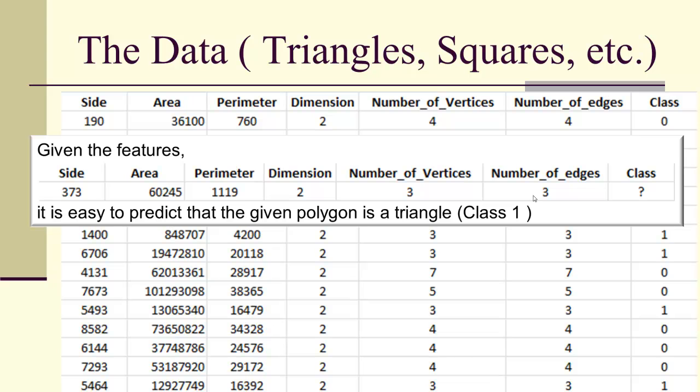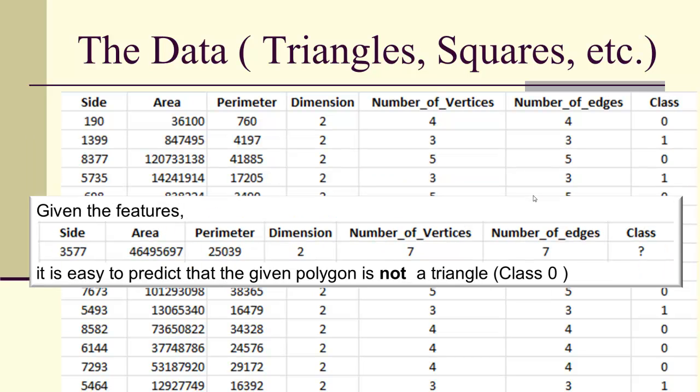So for instance, if we're given this set of features and not told what class it's in, it's pretty easy to see that from the fact that it has 3 vertices and 3 edges, it has to be class 1. It must be a triangle. On the other hand, if we were given this data set and told there were 7 vertices, it's easy to predict this is class 0, not a triangle.